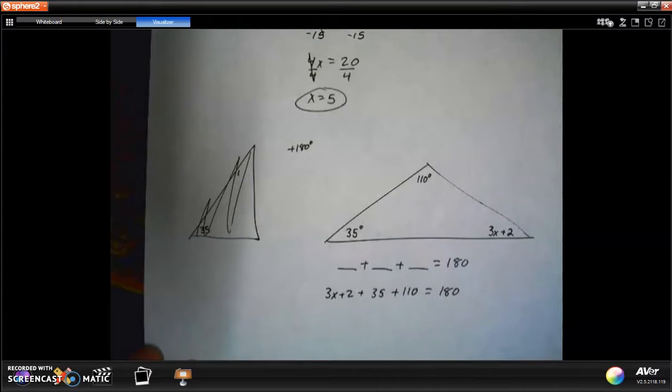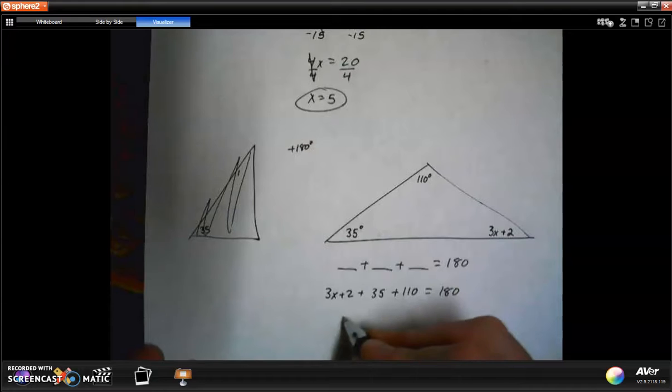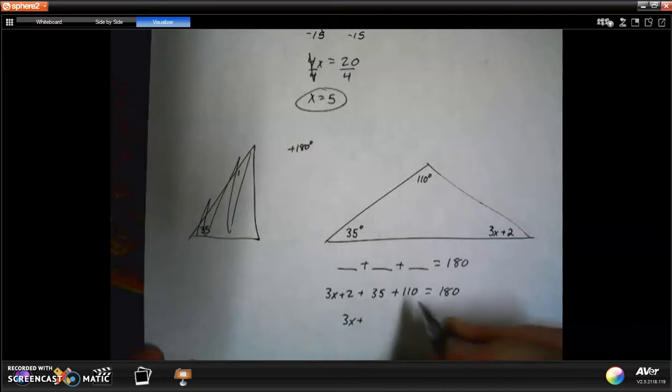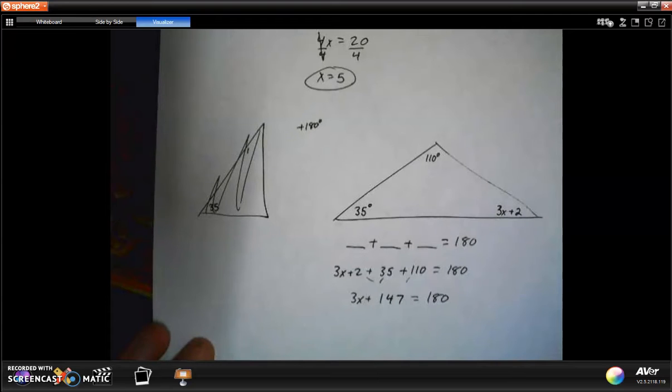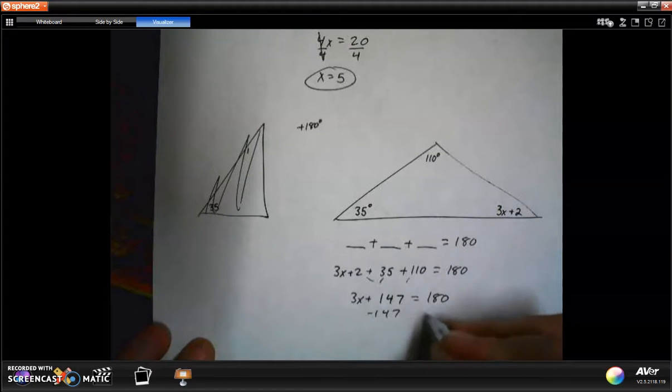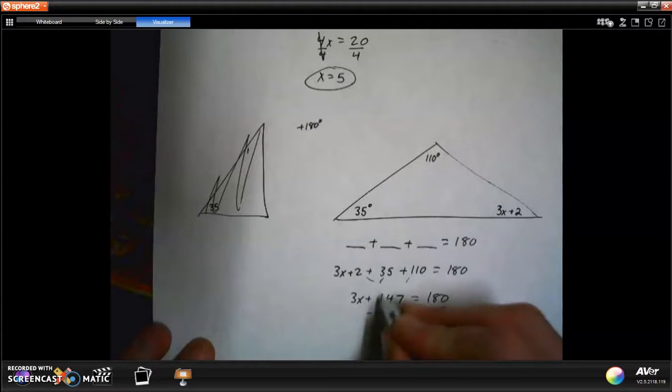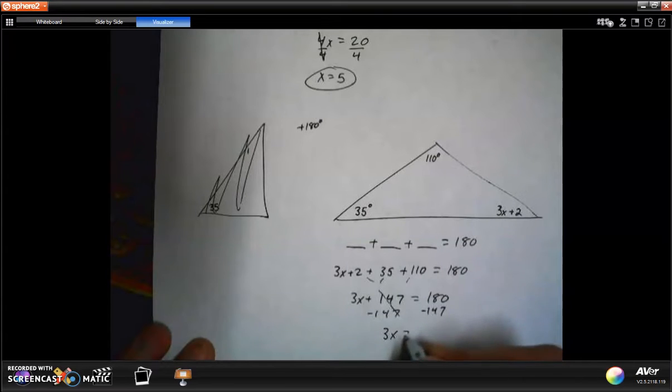Now I can combine like terms. Okay, so I can't use 3x right now because there are no like terms. But 2 plus 35 plus 110 becomes 3x plus 147. Those three combine to equal 147. And those add up to equal 180. Well, the opposite of adding 147 is subtracting 147. So I subtract 147 from both sides. And we're left with 3x on this side equals 180 minus 147, which is 33.